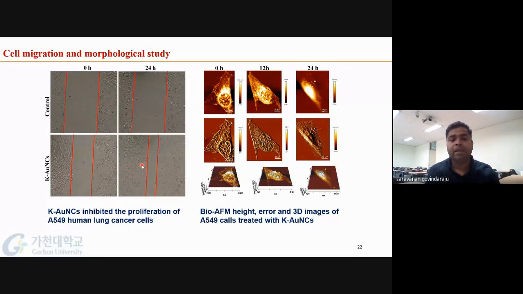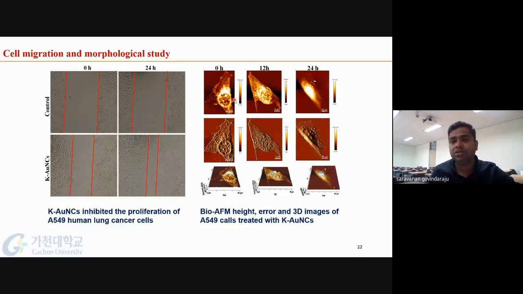For the A549 cancer cell, we performed bioAFM imaging, with the height error and the 3D image. From the 3D image we can see there are a lot of possibilities. One is that it will make a cleavage in the outer membrane, so sometimes the height of the cancer cell will increase, or sometimes it will decrease, due to accumulation or aggregation of the molecules. Here we have performed it for 0 hour, 12 hour and 24 hour.